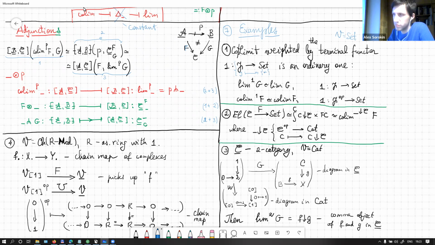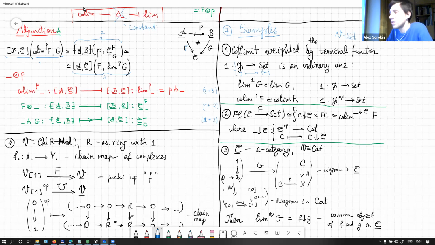Please don't mix up lim1, colim1 with derived limits and colimits from algebraic topology and so on. Such things also exist in categories, but that's a different matter. I mean here the weighted limit and weighted colimit by the terminal functor. So our regular limits and colimits are special cases.